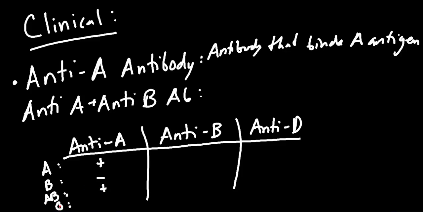And then for blood type O, you will not see a reaction because there's no antigen on blood type O. None whatsoever. I mean, there is, but there's no A antigen, there's no B antigen. That's all we care about right now.